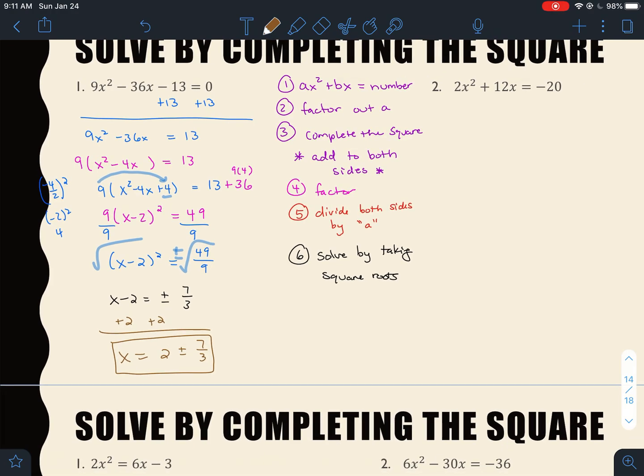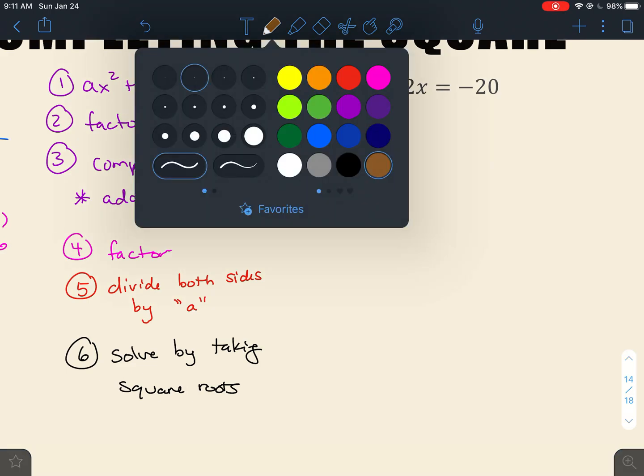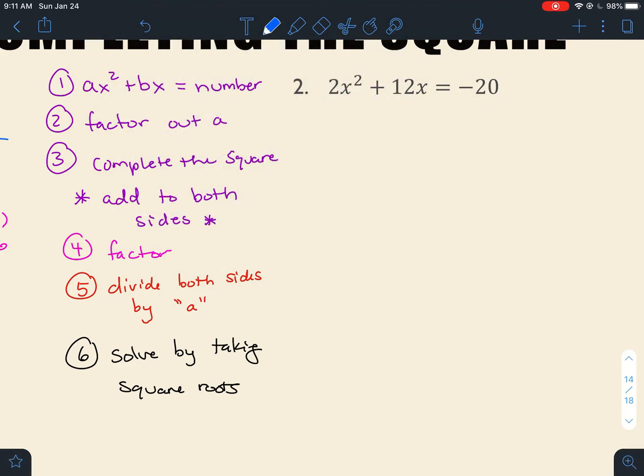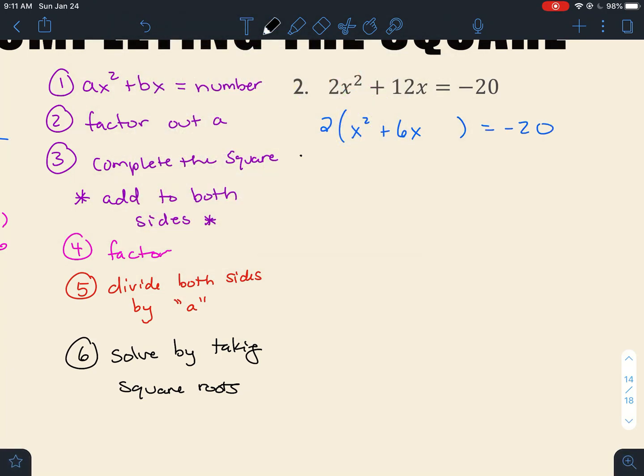So that's a longer process if there's an a term and we want to solve by completing the square. So let's look at number 2. 2x squared plus 12x equals negative 20. So notice the ax squared plus bx are already on the left side. The number's on the right side. So step 2 says factor out the a. So I'm going to factor out 2. And I get x squared plus 6x and then equals negative 20. And then I'm going to complete the square. So I'm going to take 6 divided by 2 and square it.